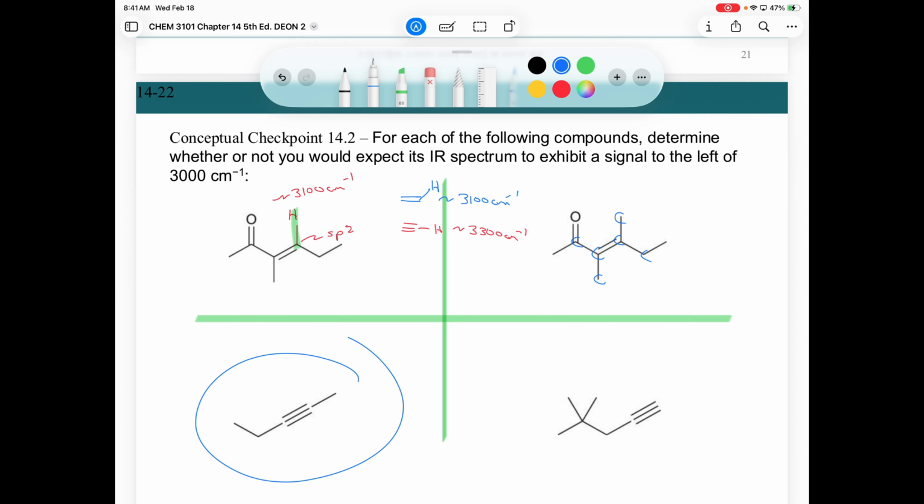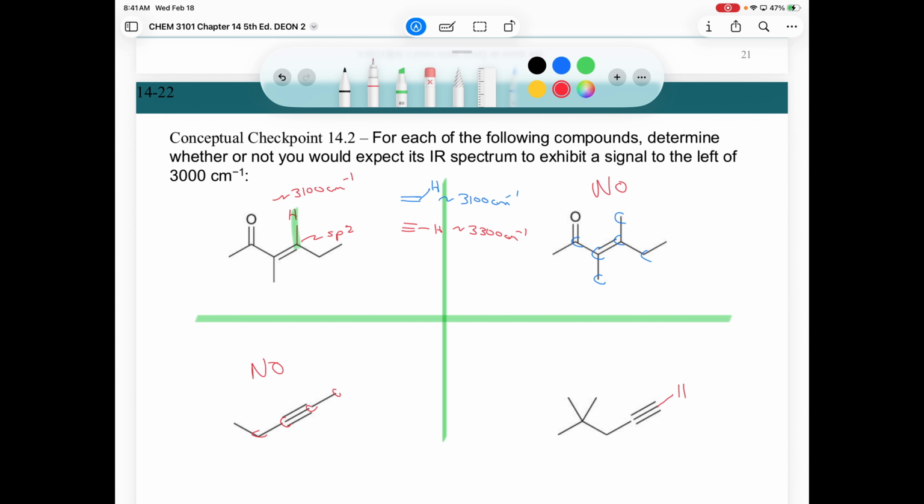What if we look at this guy here? Would I see a stretch above 3,000 reciprocal centimeters? Anybody? I see a bunch of people saying no. There's nothing there. So we'll put here next to this guy, we'll say no. And here we'll say no. Why? Because these two carbons are attached to nothing but carbons.